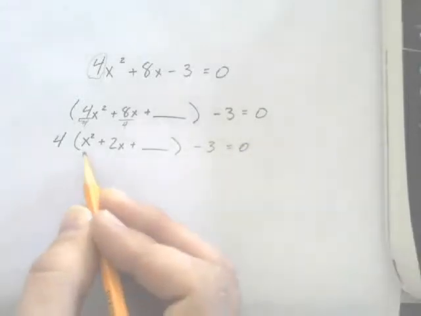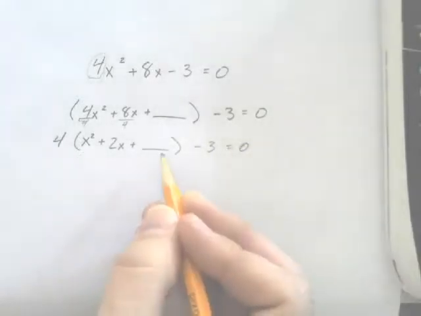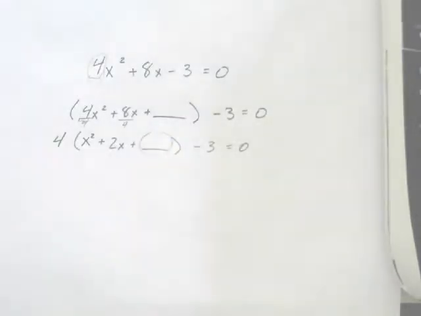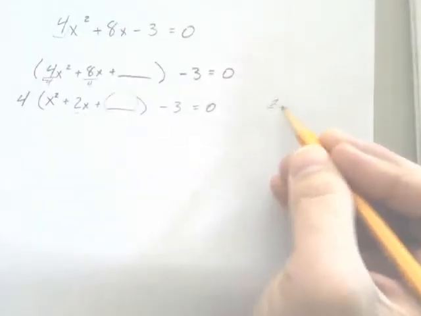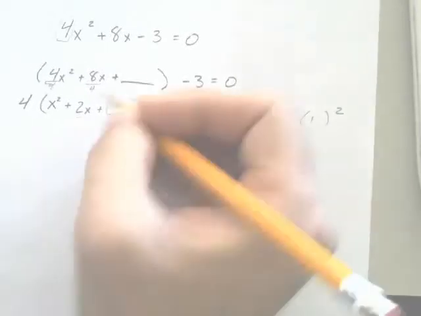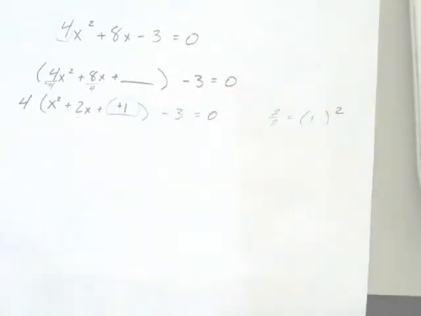So I have not completed the square yet. I'm just setting things up. Now I'm going to determine the number that goes here. So as we did yesterday, I'm going to take my middle number of 2. 2 divided by 2 is 1. 1 squared is 1. So I'm going to put plus 1 here.